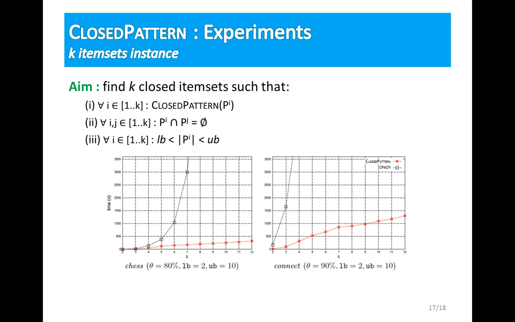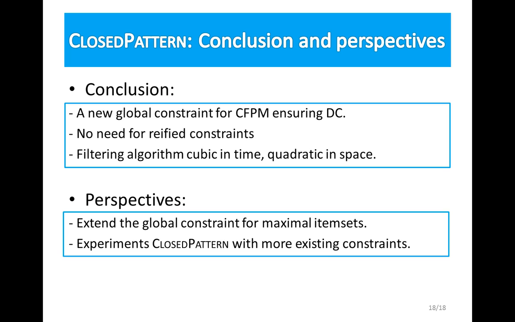Here we can see that in both datasets, the global constraint for closed patterns scales well and is linear with k, while CP4IM follows an exponential behavior. So to conclude, we have proposed a new global constraint for mining closed frequent item sets, ensuring domain consistency.